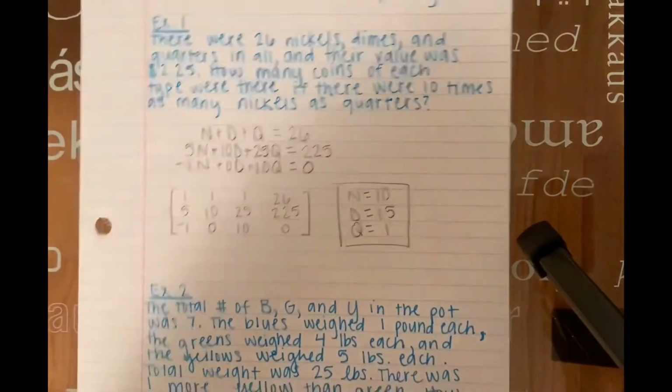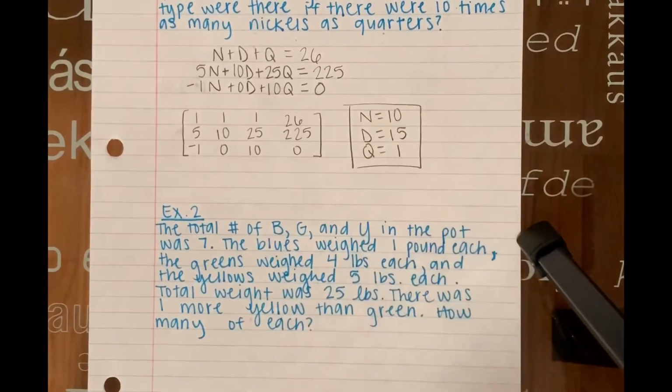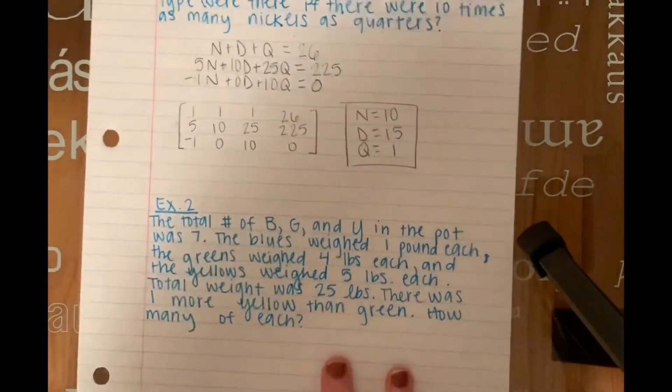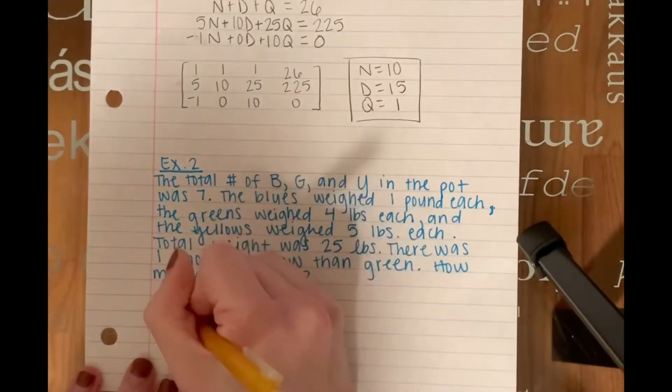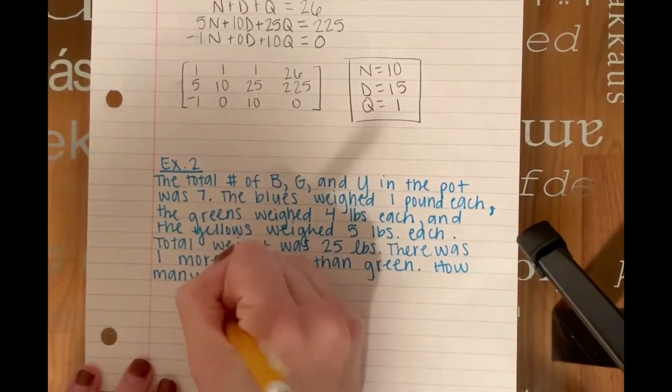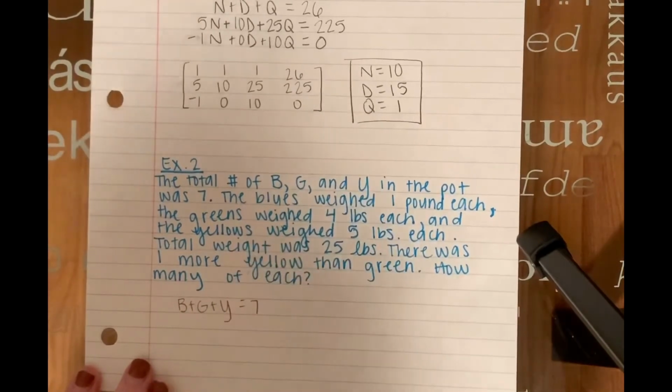Let's do one more. Example 2 says the total number of blues, greens, and yellows in the pot was 7. The blues weighed 1 pound each, the greens weighed 4 pounds each, and the yellows weighed 5 pounds each. The total weight was 25 pounds. There was 1 more yellow than green. How many of each were there? So, total number of blue, greens, and yellows was 7. So we do blue plus green plus yellow equals 7.